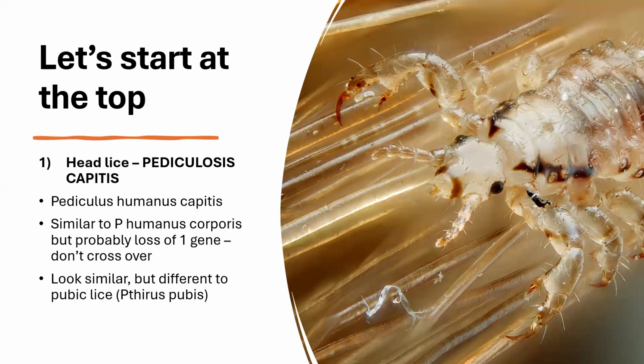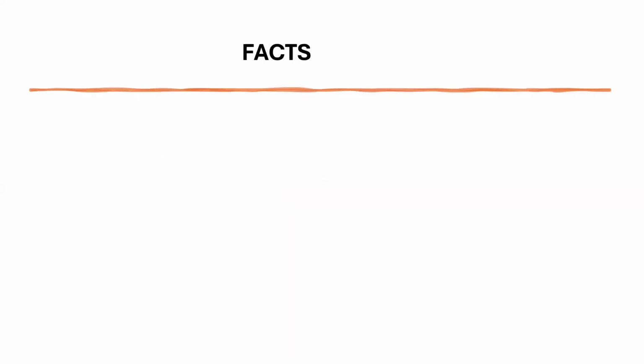This condition is caused by the Pediculus humanus capitis organism, which is basically very similar to Pediculus humanus corporis, the body lice, but apparently there's one single gene that's changed, and otherwise they are almost identical to the eye or the microscope. They look similar to each other but different to pubic lice, otherwise known as crabs, which have a different shape and are called Pthirus pubis. You generally won't find the head lice on the body or vice versa. They seem to stick to their areas.